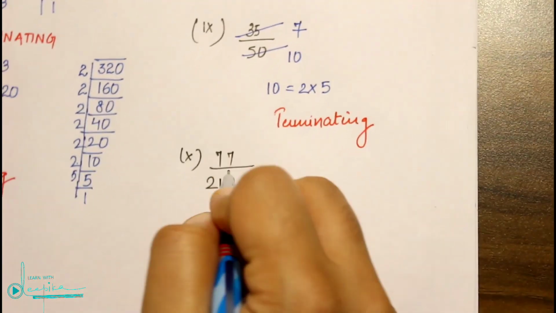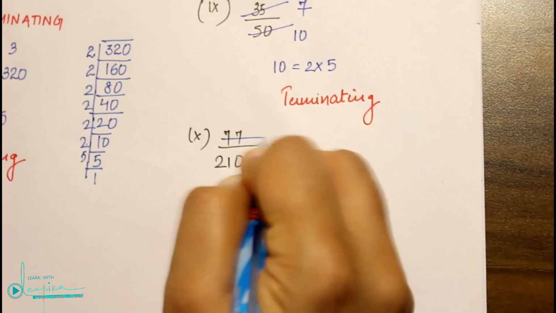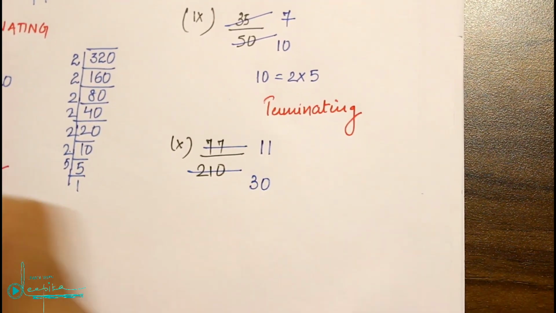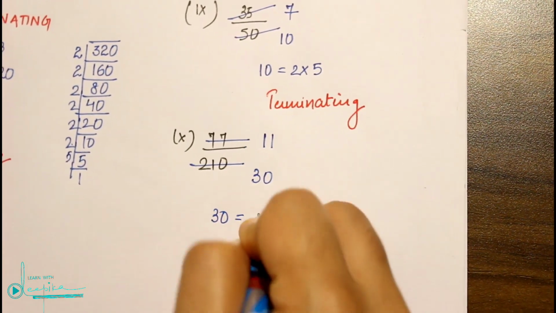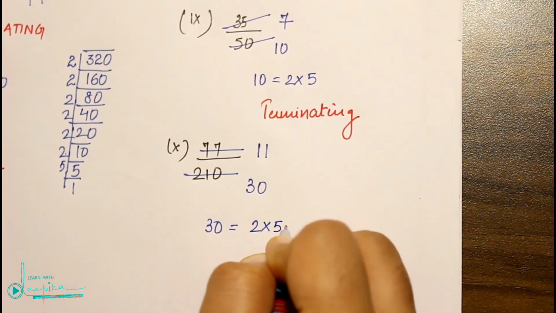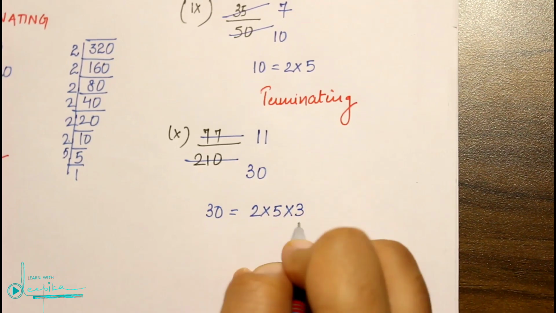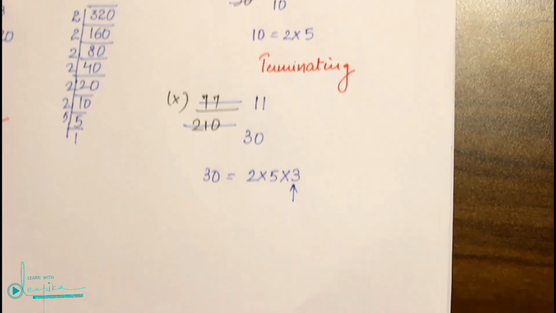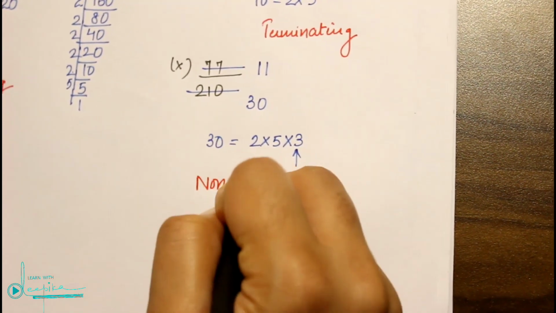Next one, this one is also divisible by 7. 7 threes are 21, 30. Prime factors of 30 are 2 into 5 into 3. So it has factor 3 other than 2 and 5, so this one is non-terminating.